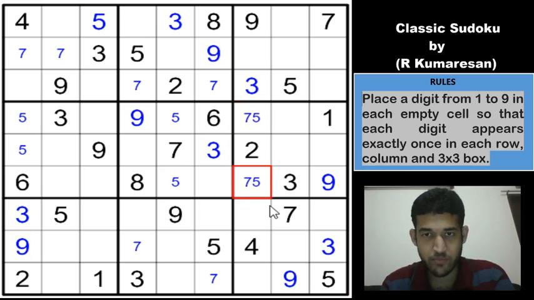Now if you look at row 5 carefully, 5 cannot be in these two cells because of 5 here, and 5 cannot be here because of the 5 here, which means that 5 in row 5 has only one option left. And that has to be this cell because it can't be here.